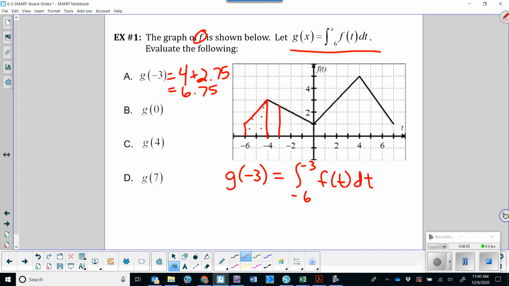G of 0. So again, G of 0. Definition of G is that it is the integral from -6 to x. These are the same thing. So G of 0 would be integrating -6 to 0 of f of t dt. Now, something to keep in mind, we've already figured out the area from -6 to -3. And we already know that's 6.75. So we only need to find this additional area right here in order to get our answer, okay? Because it's accumulating, okay? It's accumulating when we go through that.